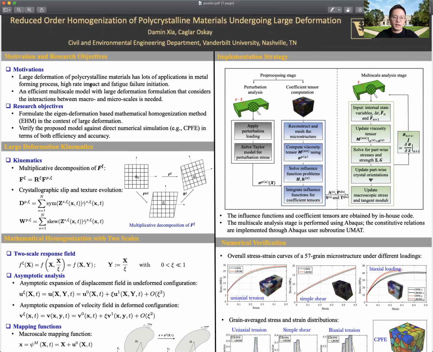So we know that the large deformation of polycrystalline material has a lot of applications in metal forming process, high rate impact, and fatigue failure initiation. And our goal is to build an efficient multi-scale model to predict the behavior.